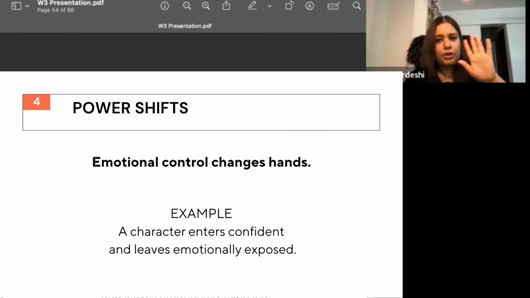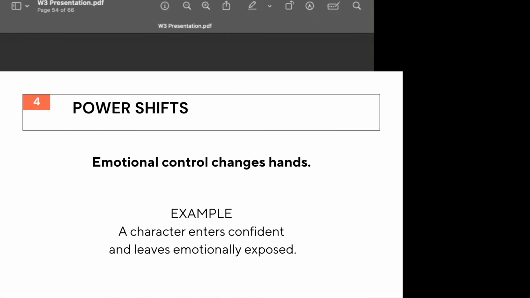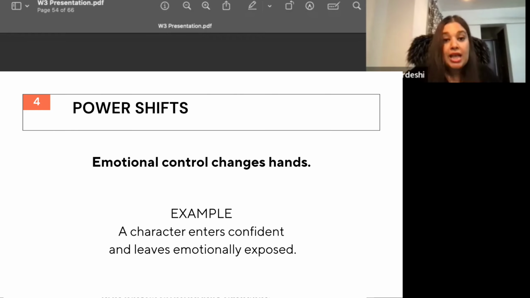I'm not just referring to political or physical power here, but also, and more importantly, emotional power. Who is vulnerable, who is dominant, who's withholding, who's dependent, and who's emotionally exposed. When those dynamics shift, scenes become extremely dynamic.